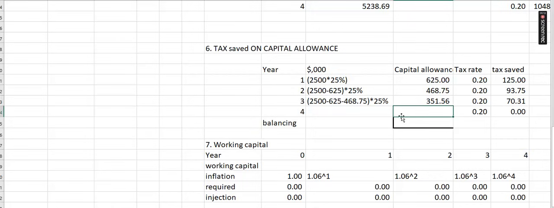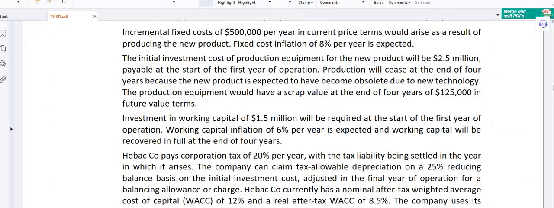Now, reducing balance in the final year, you cannot say 351.56 times 75%. That's not allowed. In the final year, we calculate a balancing charge. So let's find the total charge. To find total depreciation charge, it will be the cost of the asset minus scrap value. We are told that the scrap value is 125. If you are not given, you put a 0.